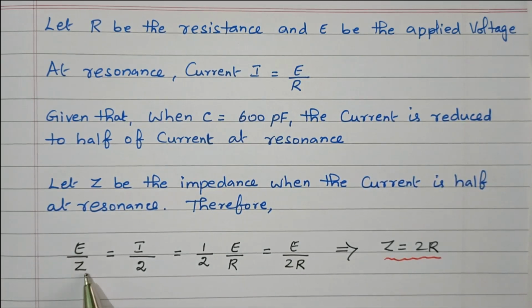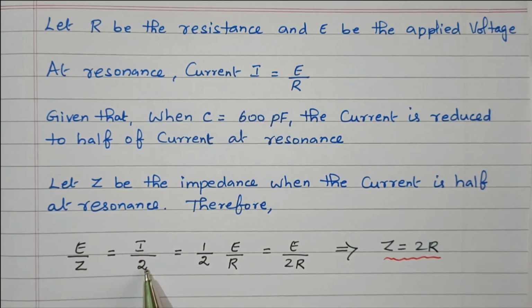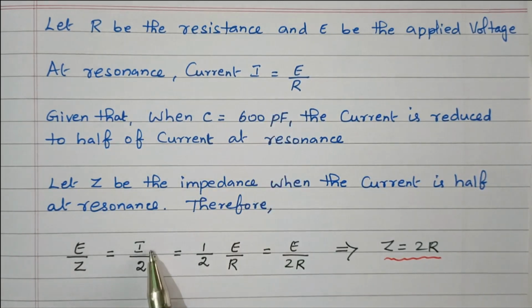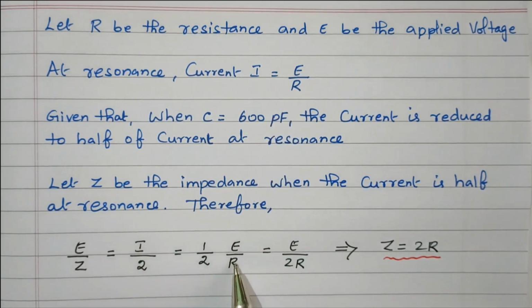So E by Z equal to I by 2, that's the condition given. But I can be written as E by R, so based on this formula, this I is replaced by E by R. So that gives E divided by 2R. So the impedance equals 2 times R.